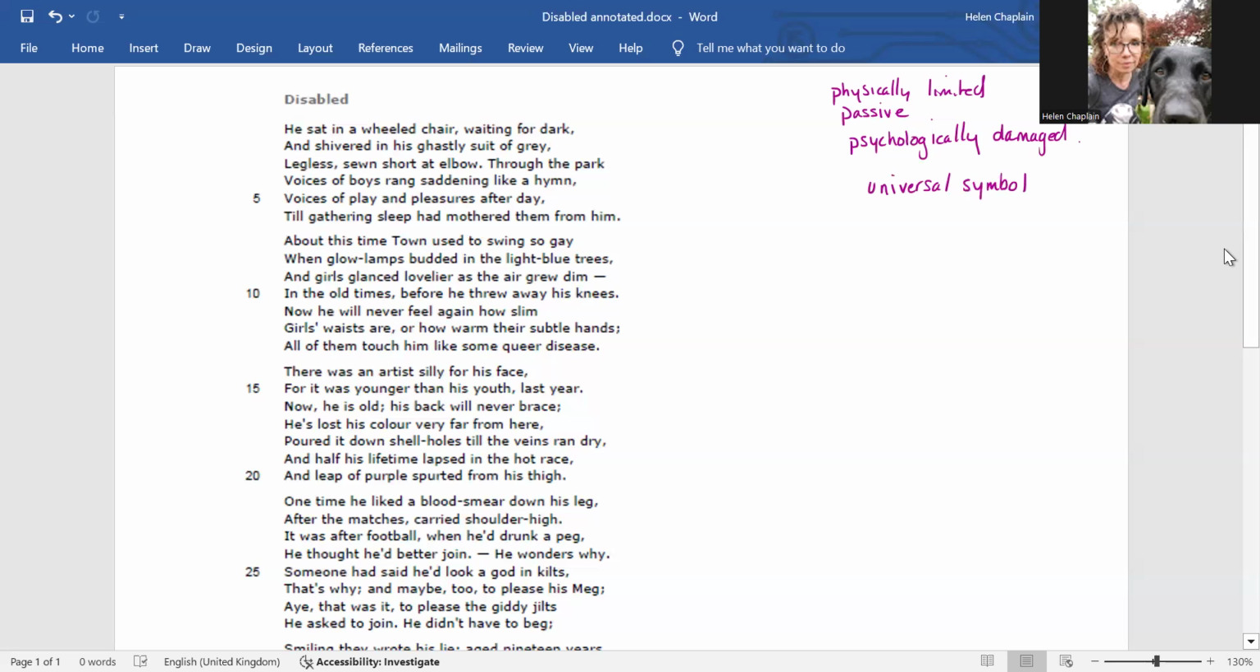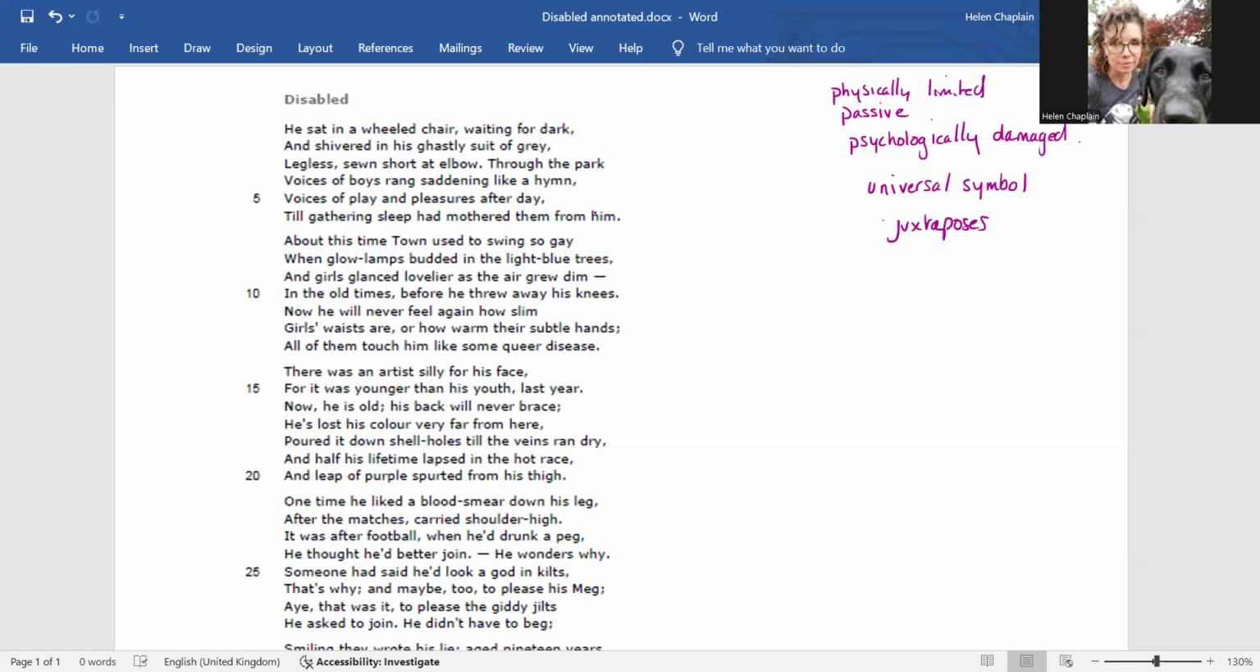Okay. So you might want to start, if you're doing any sort of introductory comment, either in an exam or coursework, by saying that Owen's poem juxtaposes the active and exuberant, or the active and exhilarating, or the active and lively life the soldier used to lead before he was seriously injured in a war that he had been keen to participate in, right?